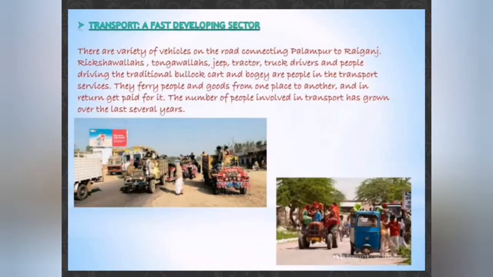Another important non-farm activity and a fast developing sector is transportation. There are a variety of vehicles on the roads connecting Palampur to Raiganj: rickshawalas, tangawalas, jeep, tractor and truck drivers, and people driving the traditional bullock carts and buggy. There are many types of transportation facilities in this village. They ferry people and goods from one place to another and in return get paid for it. The number of people involved in transport has grown over the last several years.